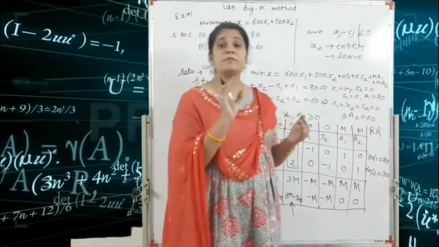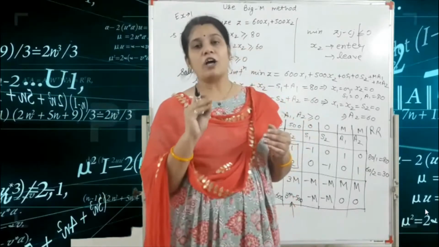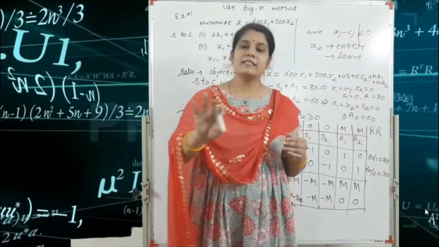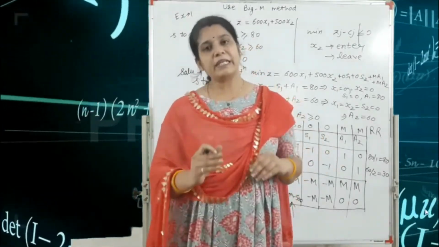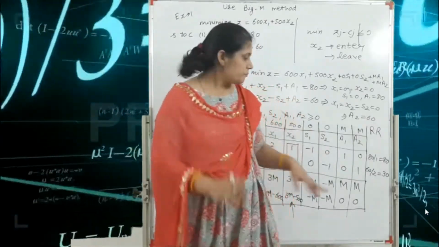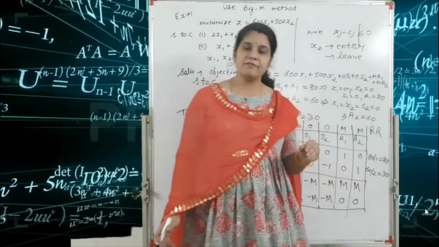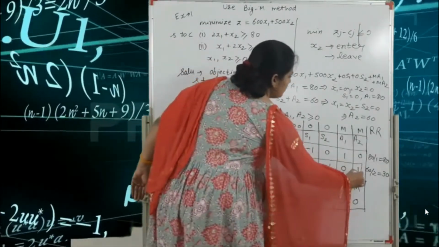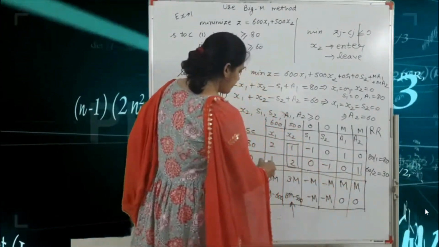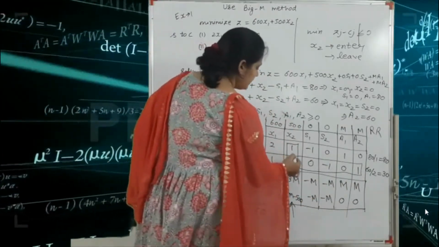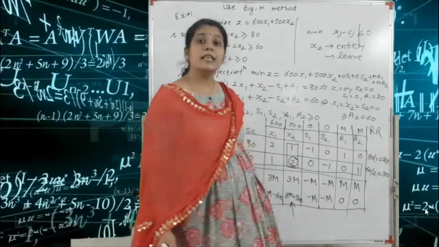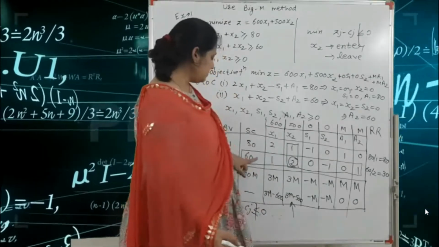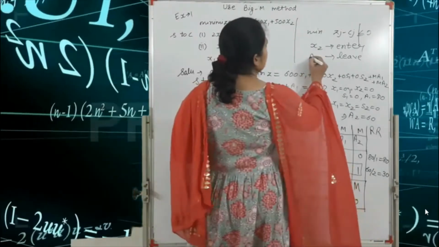The condition of the replacement ratio is always the same for all three methods: simplex method, Big M method, and two-phase method. Here 30 is the minimum value. So our leaving variable is what? This is our key row, and this is our key number, and the leaving variable is a2. So a2 is the leaving variable.